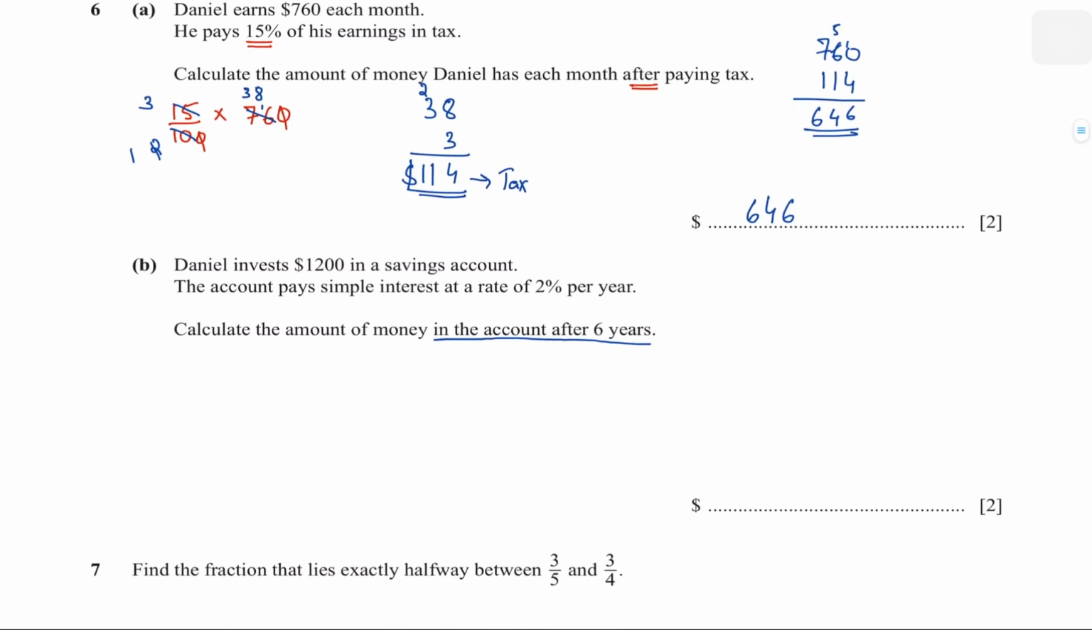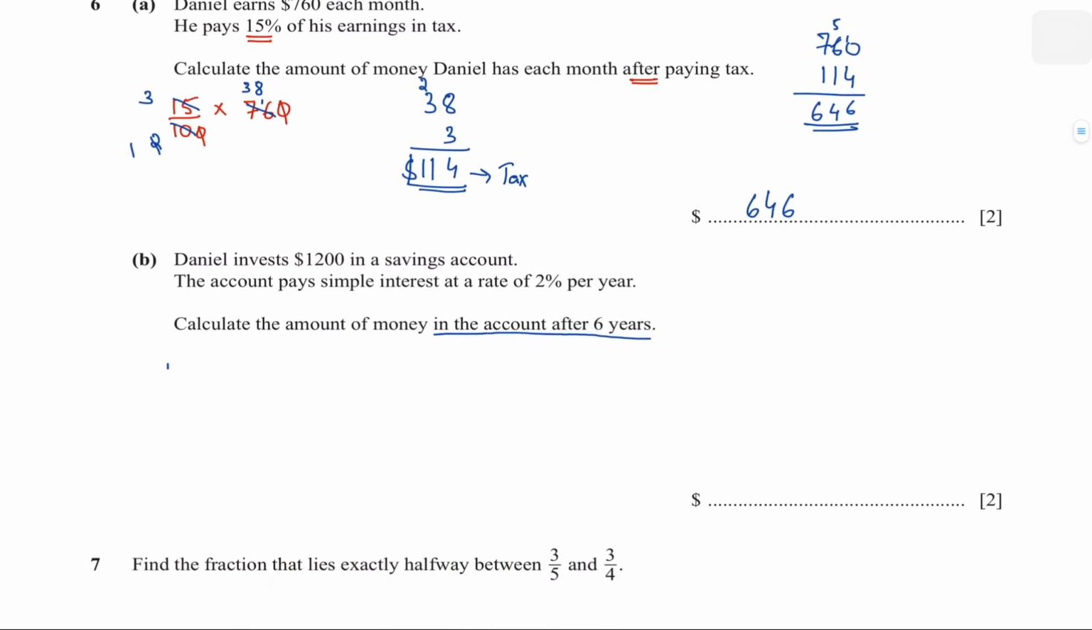So let's see how to do that. In order to calculate the simple interest, the formula that we use is simple interest equals P times R times T upon 100, where P is for the principal amount that is invested, R is for rate, and T is for time, which is in years. So the principal amount here we can see is 1200. So 1200 multiplied by the rate, which is 2, multiplied by the time, which is 6, and divided by 100.